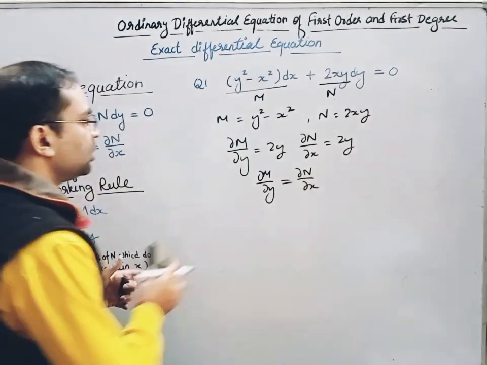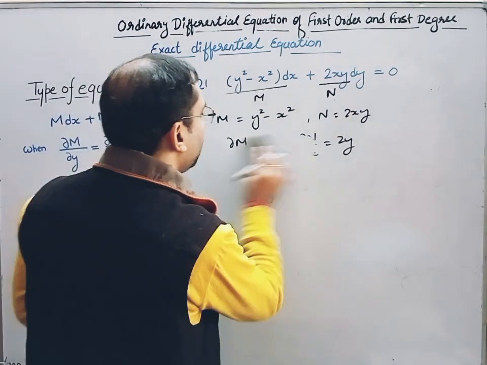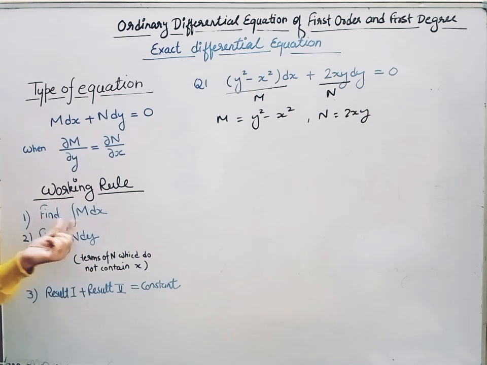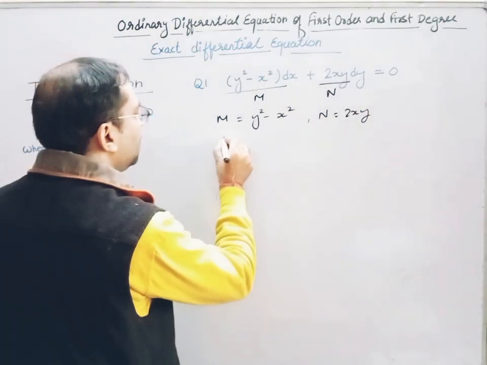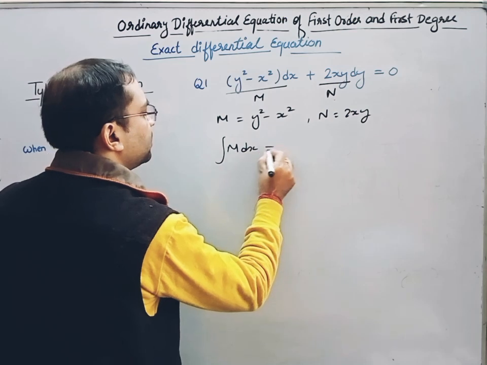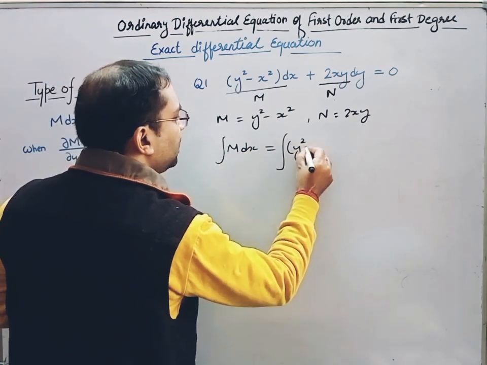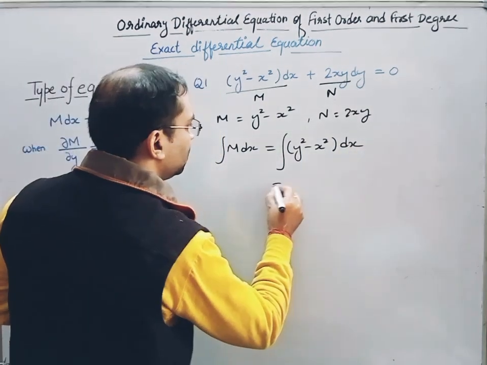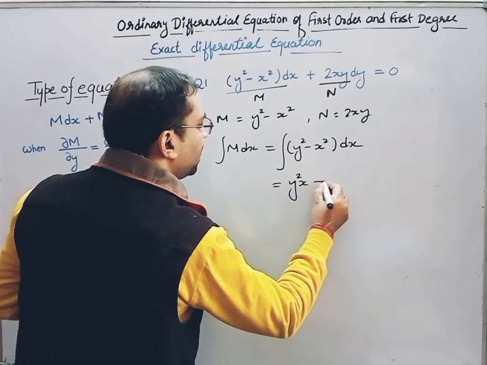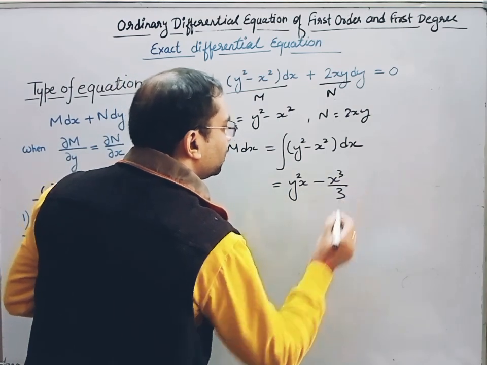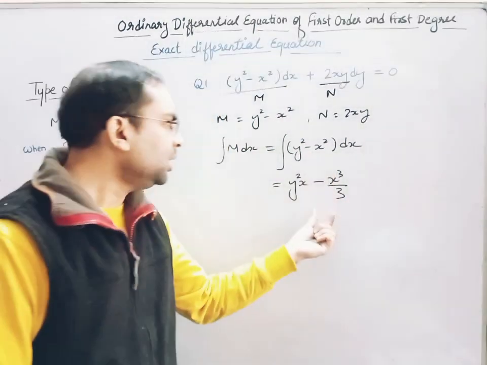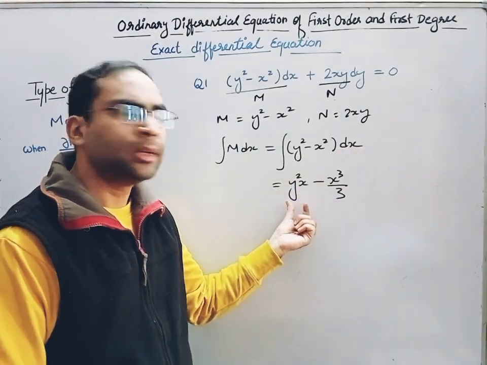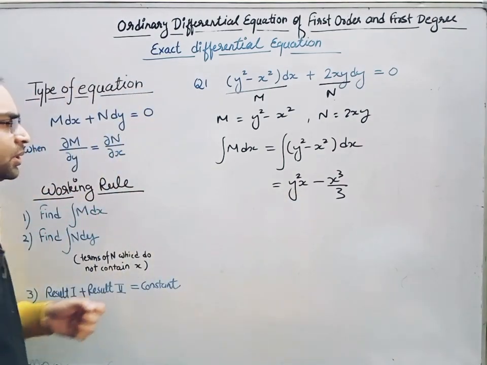Now we'll solve this. To solve this, we'll follow the three steps of the working rule, where in the first step we have to calculate the integral of M dx. So let's find the integral of M dx, which is equal to the integral of y square minus x square dx. So this is equal to y square x minus x cube upon 3. Integral of x square is x cube upon 3. y square will be constant, so the integral of y square with respect to x is y square x. So this is the first step, and this is result number 1.